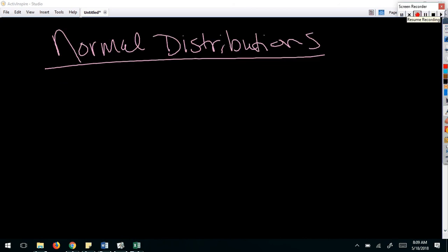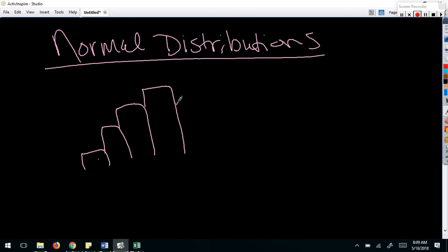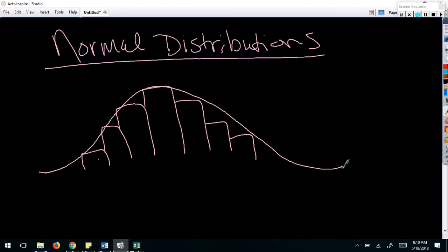We have actually already talked about some distributions. When you graph your histograms, they looked like this. What was the shape we described that as? Symmetric, okay? So normal distributions, all the data fits under this nice symmetric shape we call a bell curve. It's symmetrical, okay? The majority of the data lies in the middle, and it tails off on either side with equal amounts.